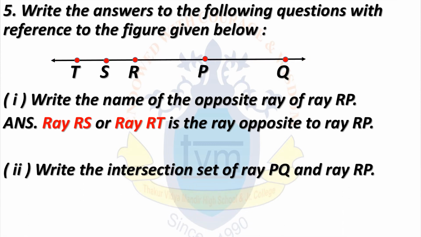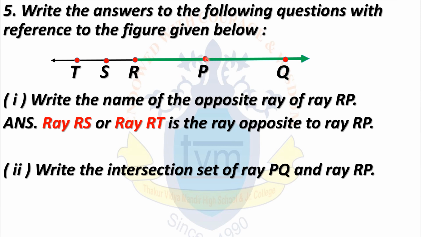Now we have the next question. Write the intersection set of ray PQ and ray RP. Look at this figure. It is ray PQ, and here we have ray RQ. We have to find the intersection of both the rays. Intersection means the common part of both the rays.